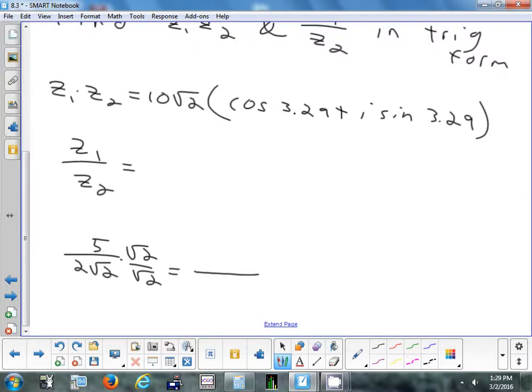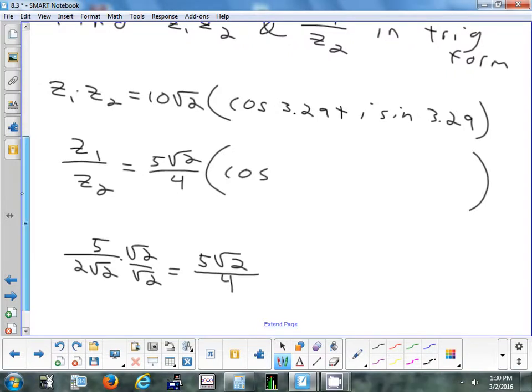So what is my radius going to be? 5 square roots of 2 over 4. Any question on how we got a 4? Root 2 times root 2 is 2 times another 2. So 2 times 2 is 4. Right, so write that down. And you can write your cosine because you're going to need that.